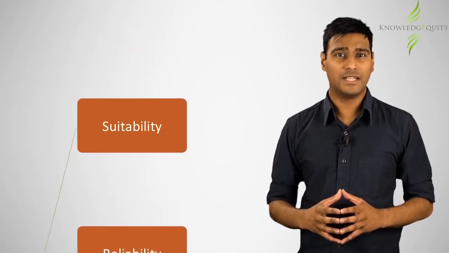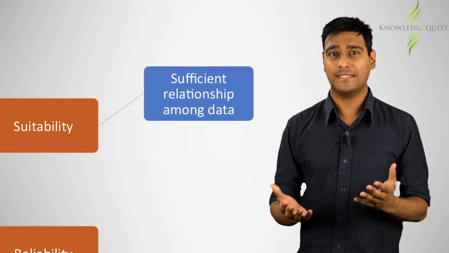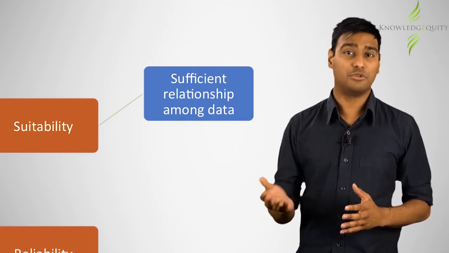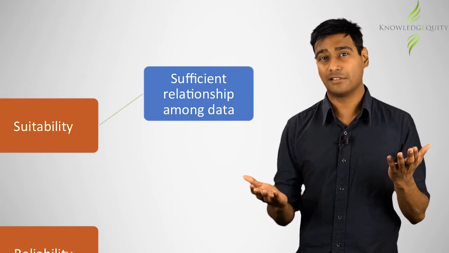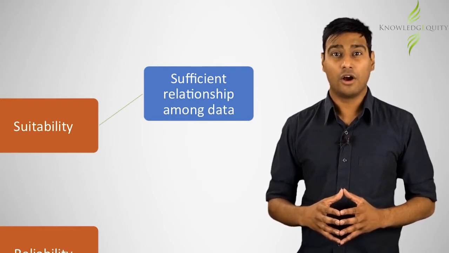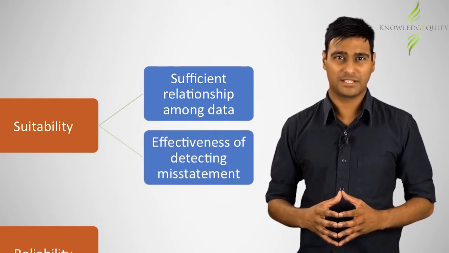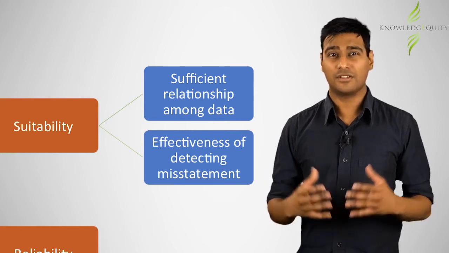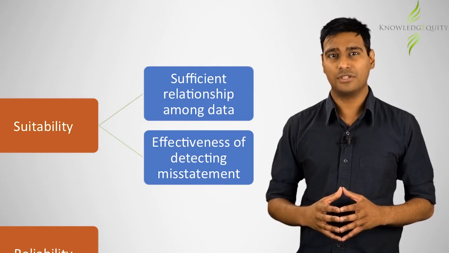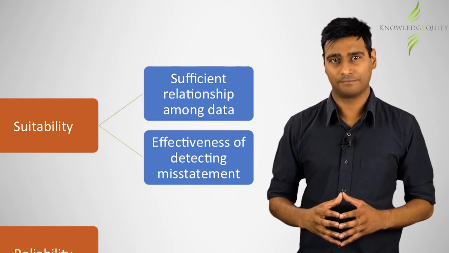When considering suitability of a substantive analytical procedure, we need to think about the relationship that exists between the data. For example, there is a direct relationship that exists between GST and the amount of sales made. Suitability also requires us to consider the ability of substantive analytical procedures to pick up or detect misstatements. If the analytical procedure is not really going to be effective in identifying misstatements, then it would not be suitable as an evidence-gathering tool for testing that particular item in question.